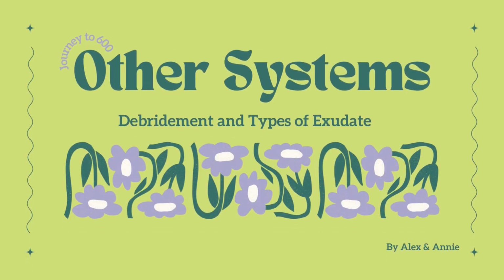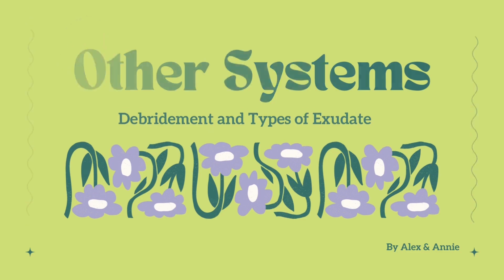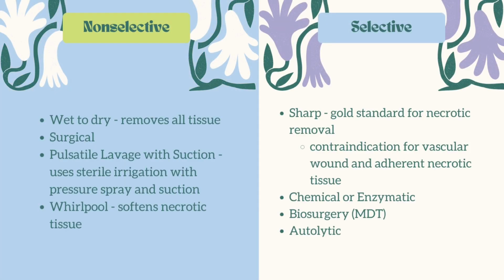Today we're going to be focusing on debridement and types of exudate, which fall under the other systems category. There are two types of debridement, non-selective and selective. First, I'm going to be going over non-selective.